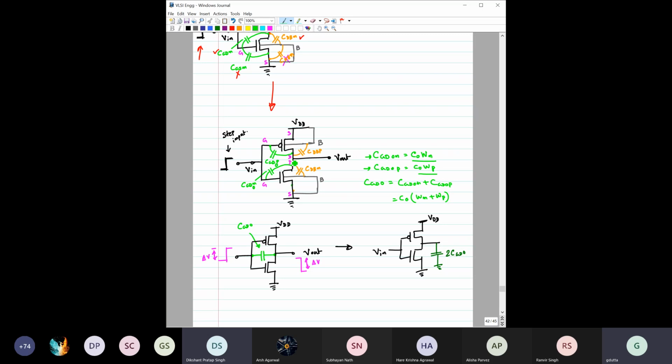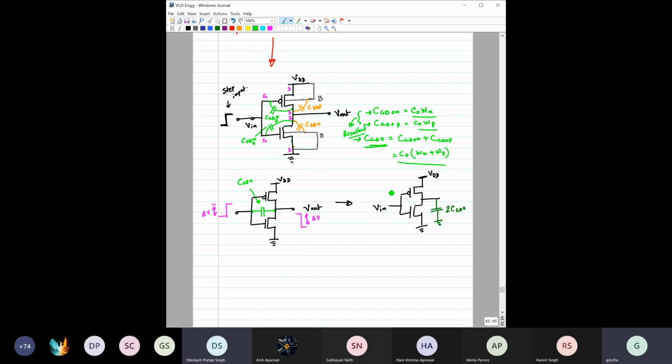And if we see these two terminals shorted, they are parallel. So obviously the resultant capacitance because of these two can be written as the summation of these two, which is basically this one. Right now we are representing the resultant capacitance by the CGD naught.